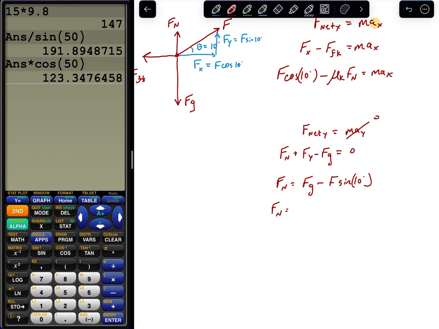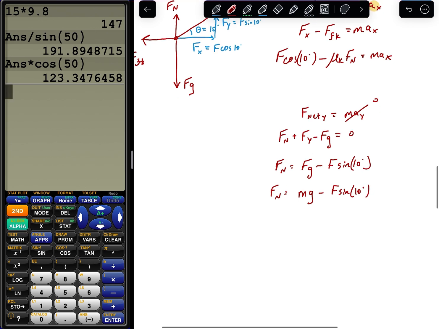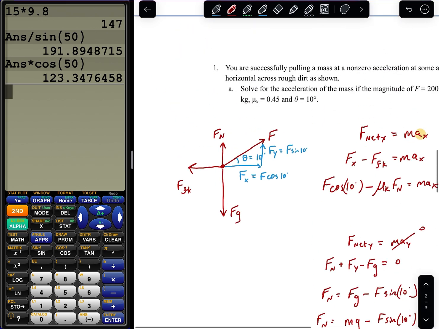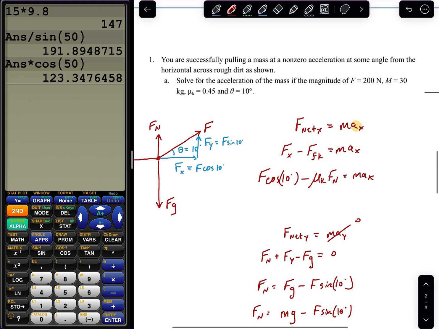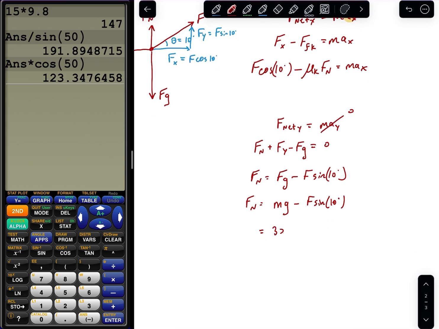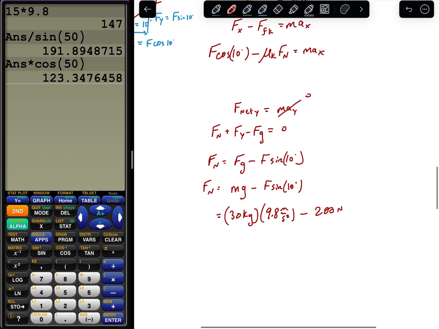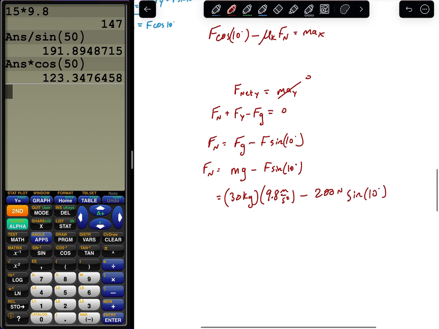The normal force is equal to the force of gravity, which is mg, minus the force times the sine of 10 degrees. And let's plug in some values. We have the mass of 30 kilograms times 9.8 meters per second squared. And then we have 200 newtons, if I'm not mistaken. Yeah, 200 newtons multiplied by the sine of 10 degrees.